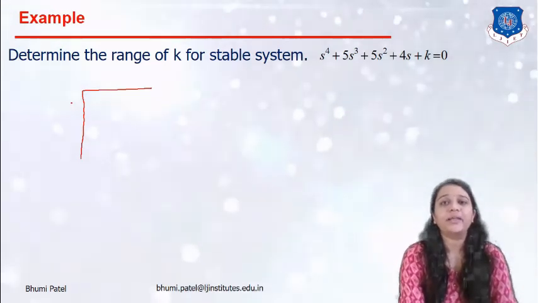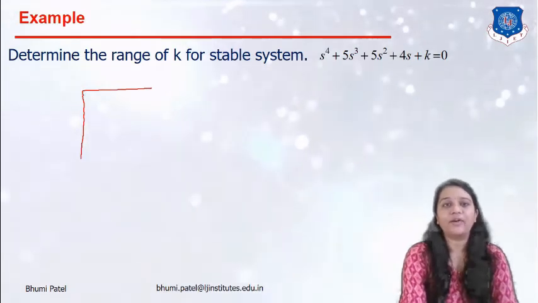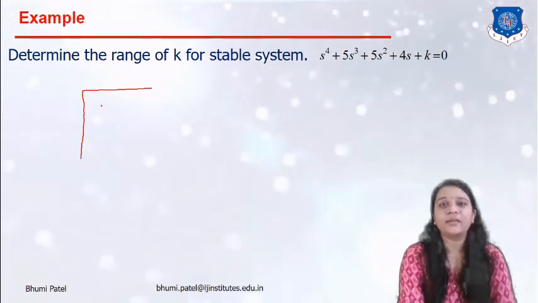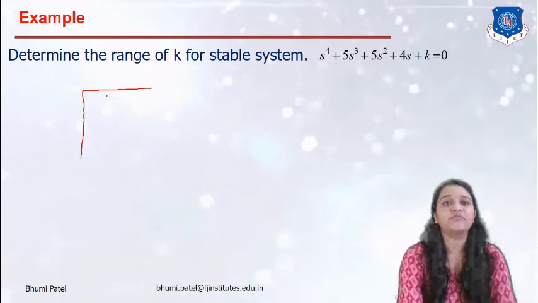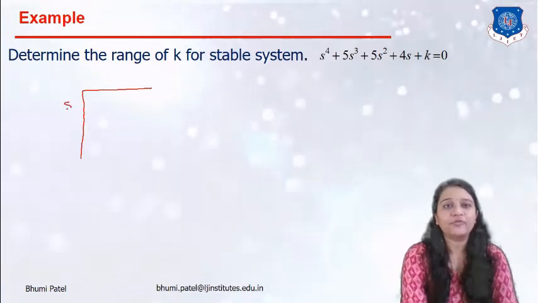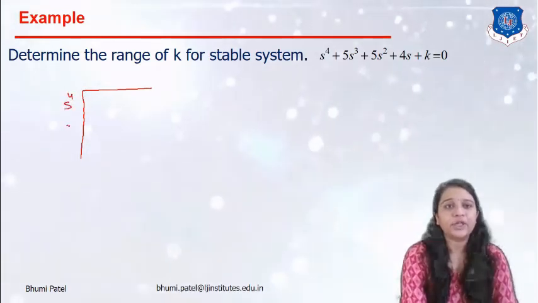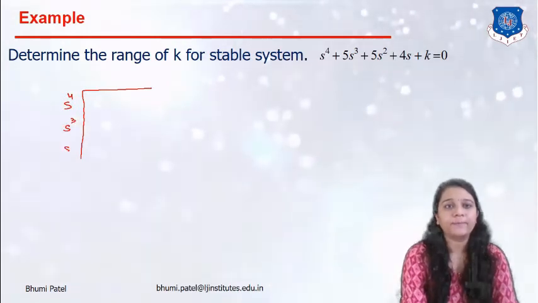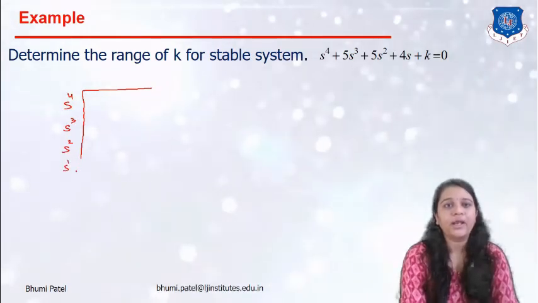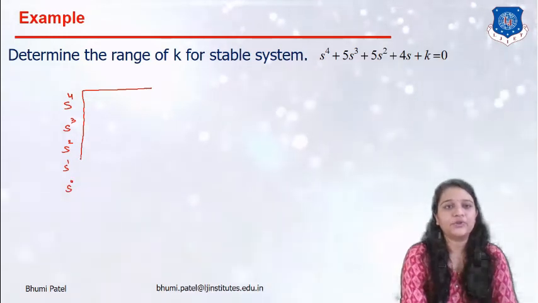Now the Routh table starts with the maximum power of s. Here you can see that the maximum power of s is 4. So start with s raised to 4, then s cube, s square, s raised to 1 and the last term is s raised to 0.